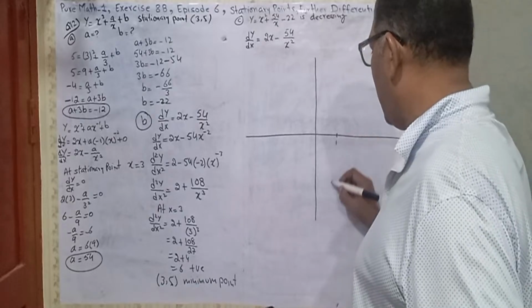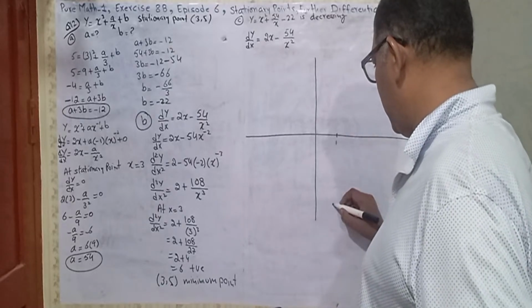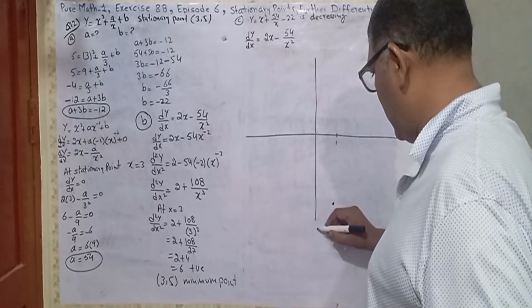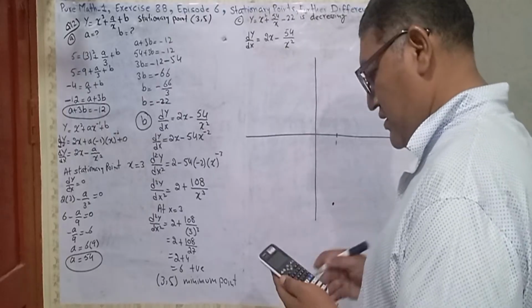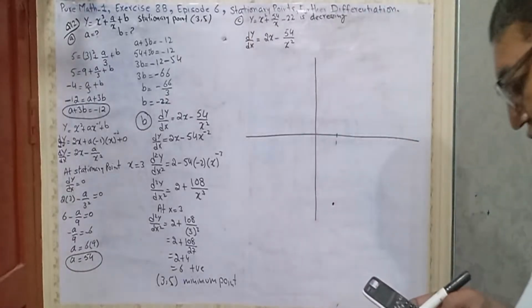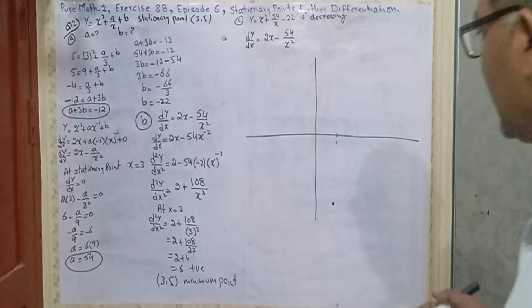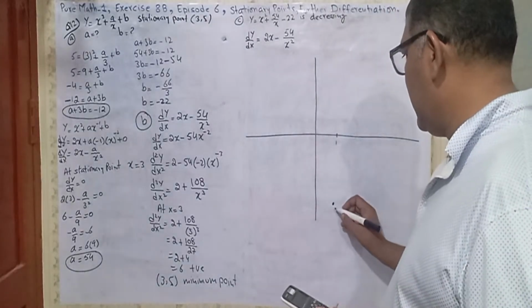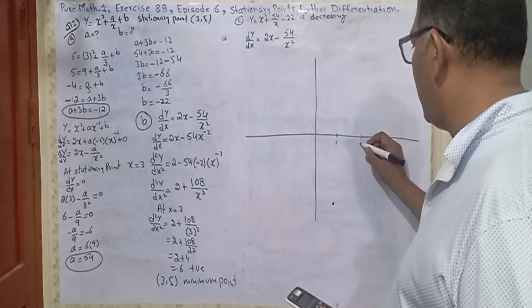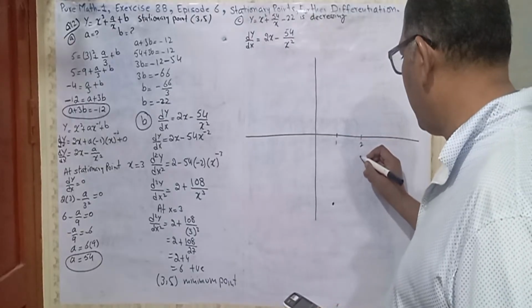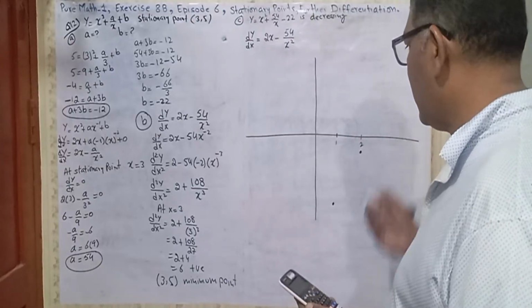At 1 the value is here somewhere. Okay, then what is the value? 2 multiply 2 minus 54 divided by 2 squared. So it will be minus 9.5. So this is 1 comma... Okay, at 2 it is minus 9.5. It will be here somewhere. Suppose it is here.